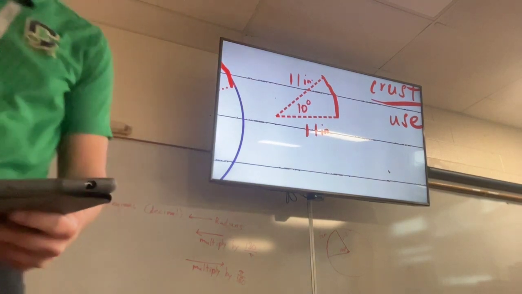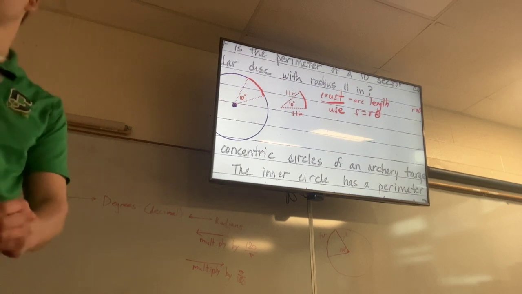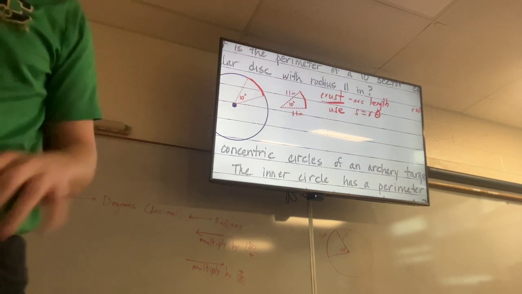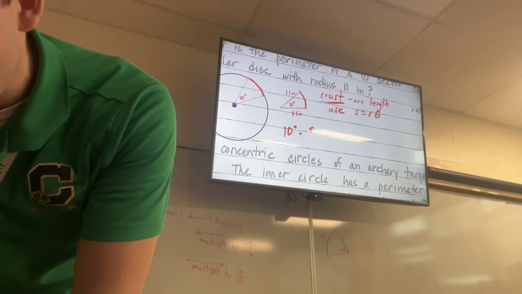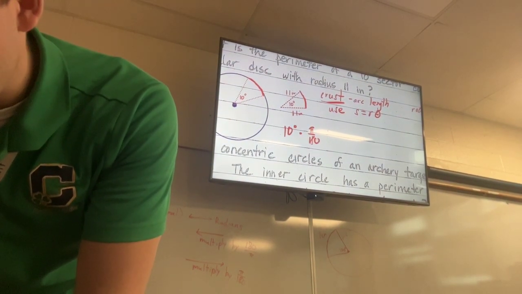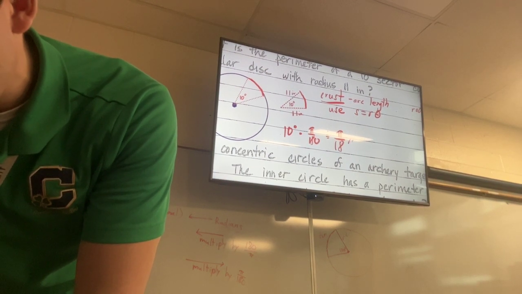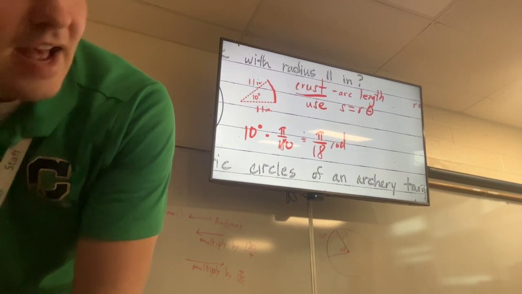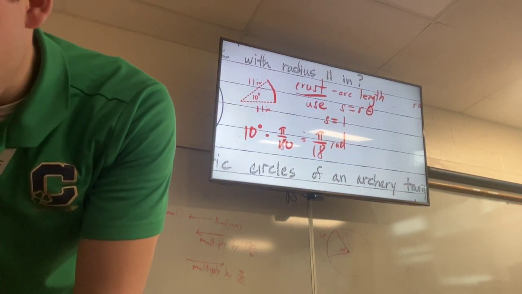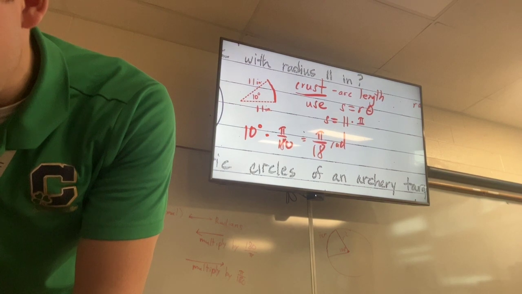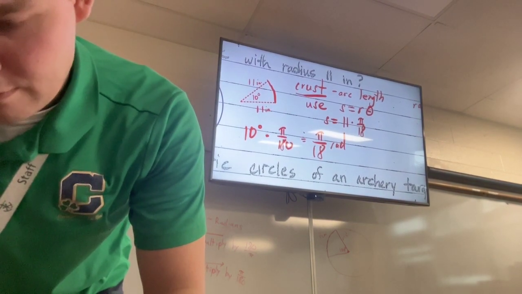What do I have to do before I can use the arc length formula? I have to convert that 10 degrees to radians. So 10 degrees times pi over 180 is pi over 18, equals pi over 18 radians. So S is going to be 11 times pi over 18. Oh, shoot.